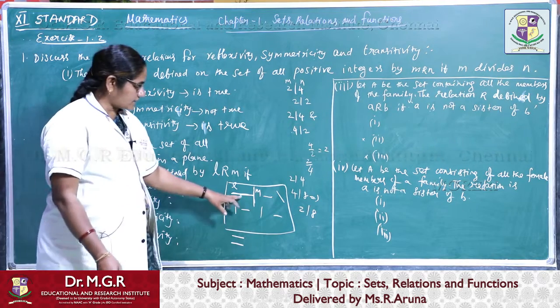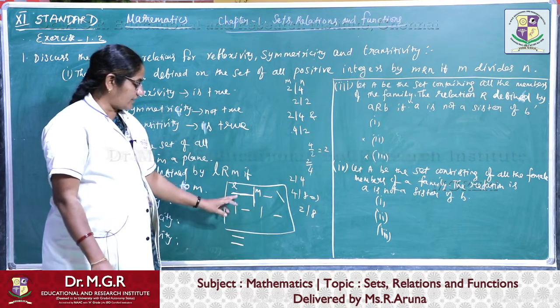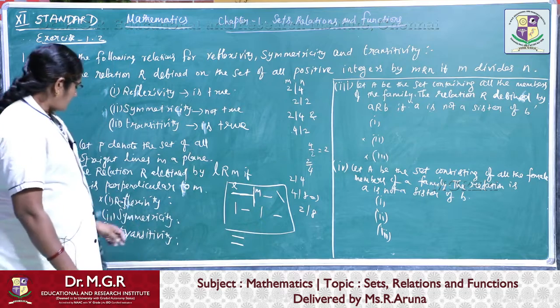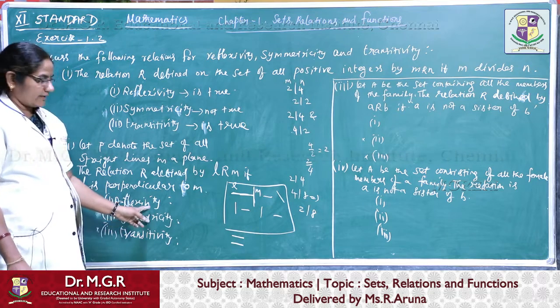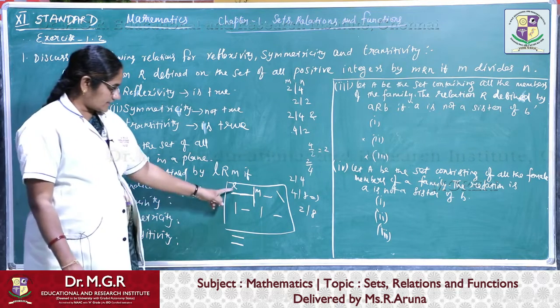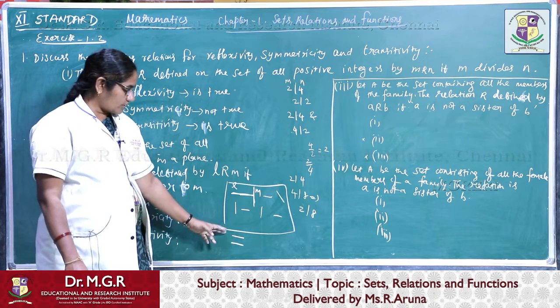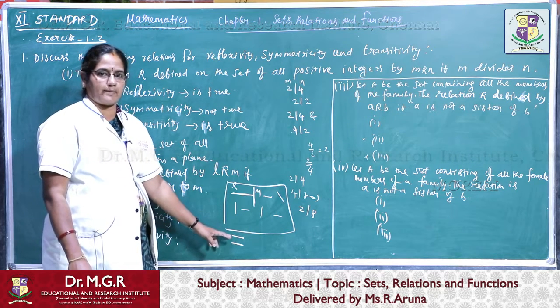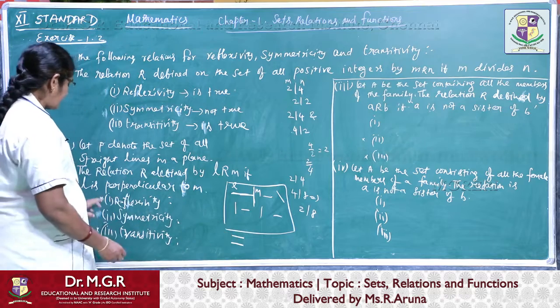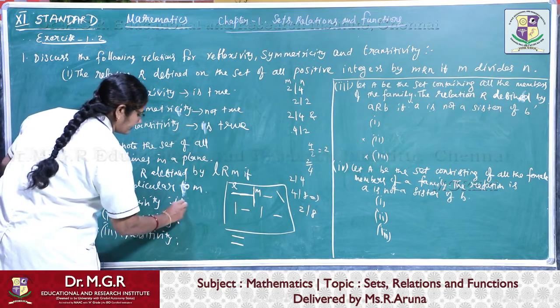So let us denote the straight lines, either vertical or horizontal or slanting. So what is the first property? Reflexivity. Reflexivity means the same line is perpendicular to L, that we have to check. No, the same line will not be perpendicular to the same line. So reflexivity is not true.